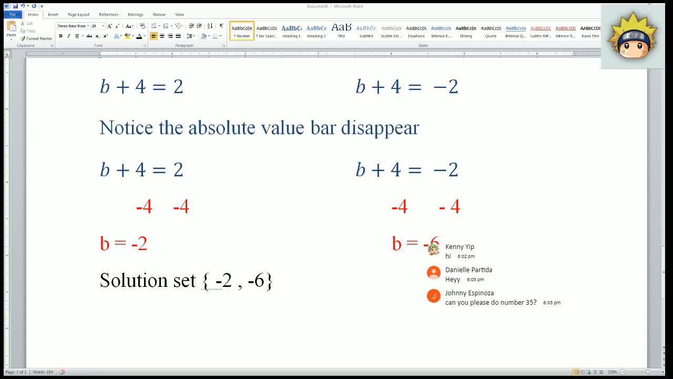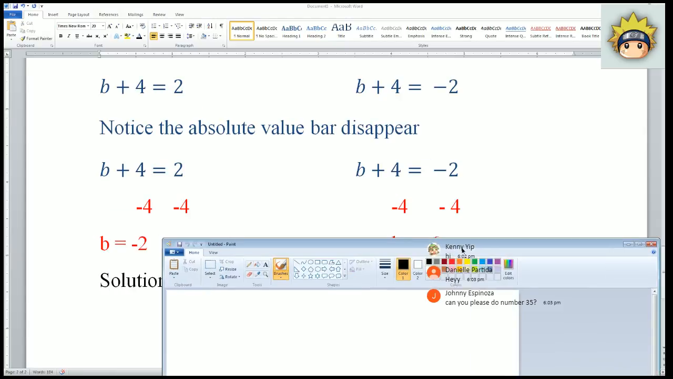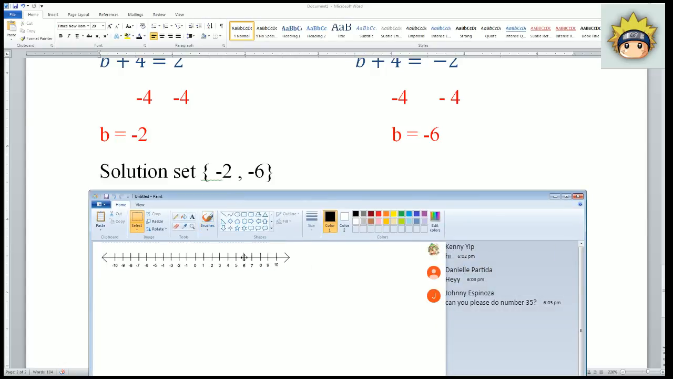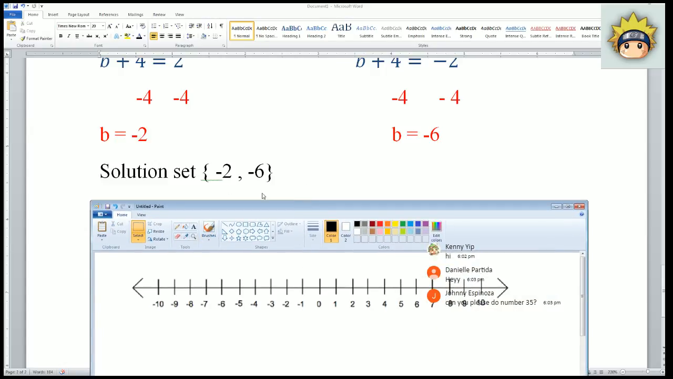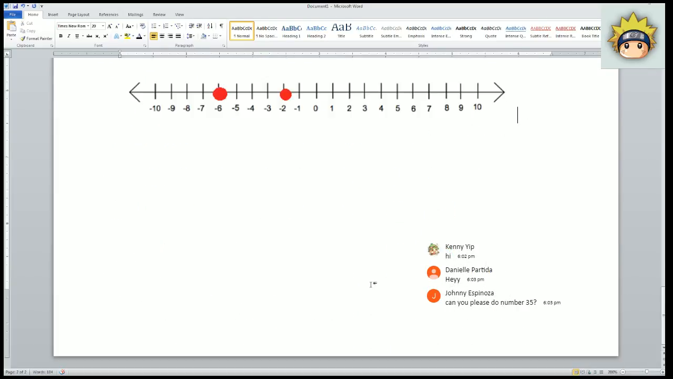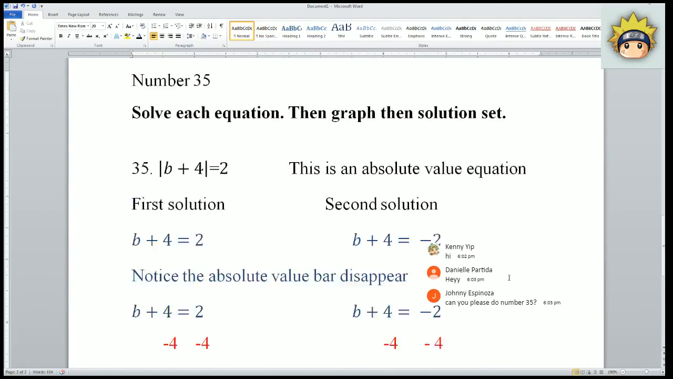I can graph it if you would like. Let me pull up Paint for you. Let me scroll this up. Bring out Paint. -2, get a dot, make that red, fill. -2 right there, and -6. These two are my solution set for number 35. Let me just grab this picture here for you. There you go. That is your complete solution for number 35.